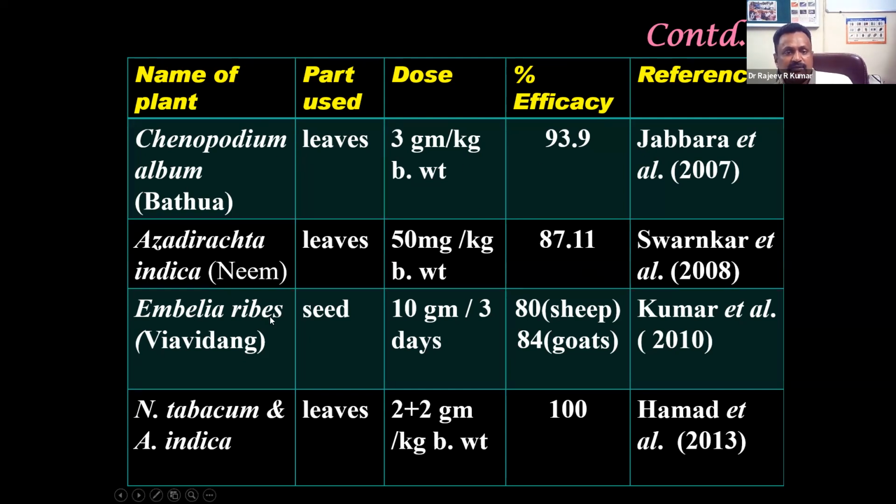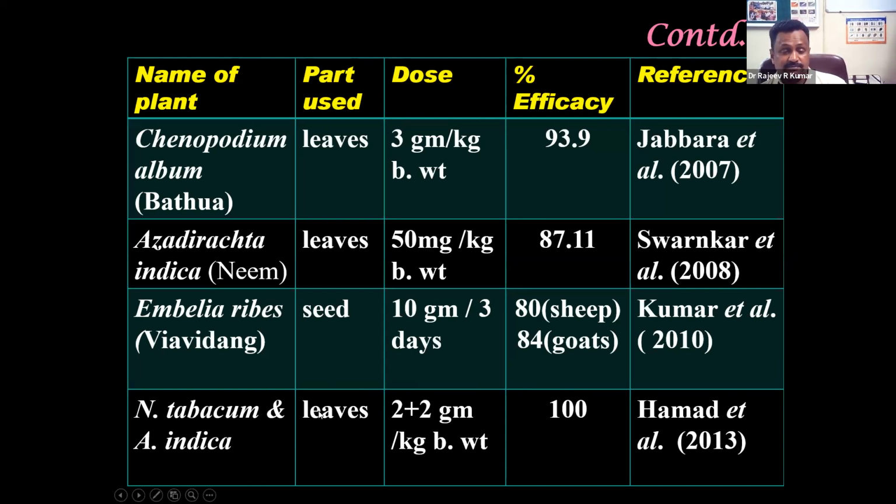There is one plant, Embelia ribes, which is locally called Vidang. I have also tested this plant. We treated the animals at the dose rate of 10 gram per animal for 3 days. In sheep, it showed 100% efficacy, and in goat 84% efficacy. We can also implement the use of these plants in the feeding ration. In a trial, Nicotiana tabacum and Azadirachta indica showed 100% efficacy at the dose of 2 plus 2 gram per kg body weight orally.